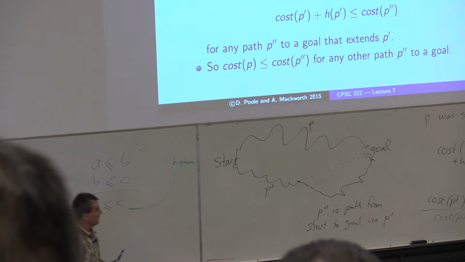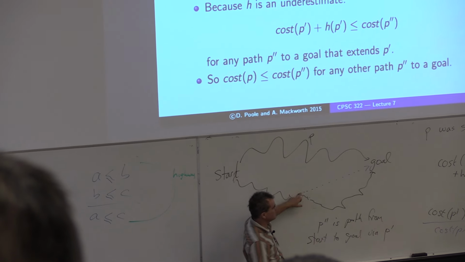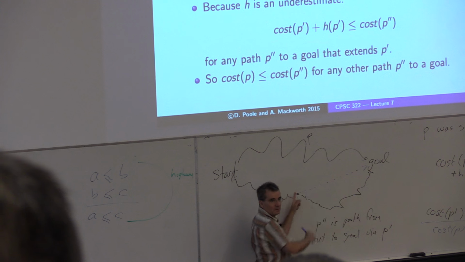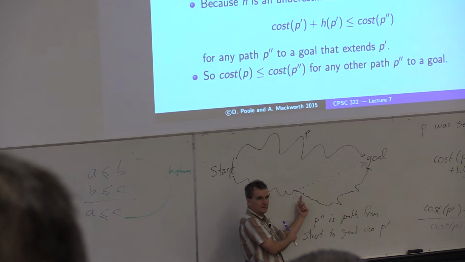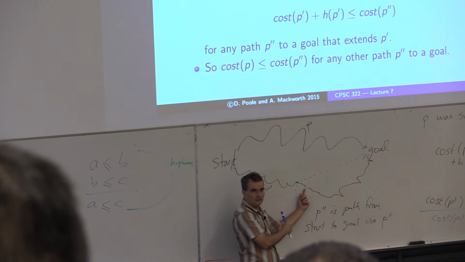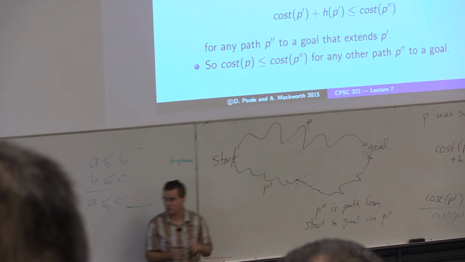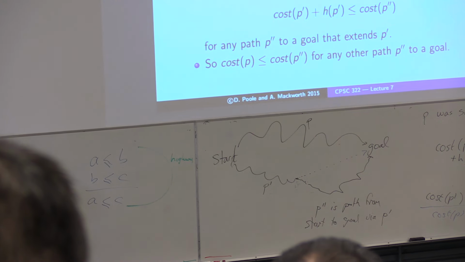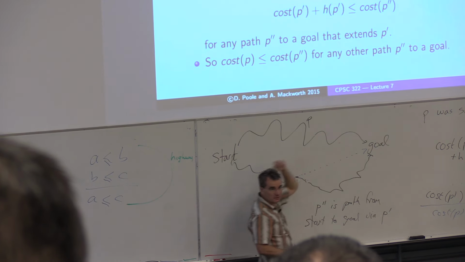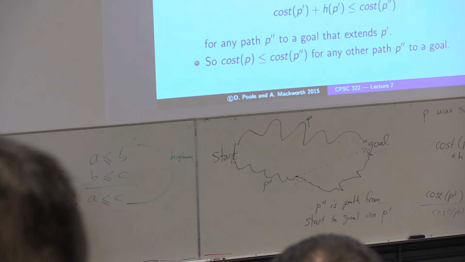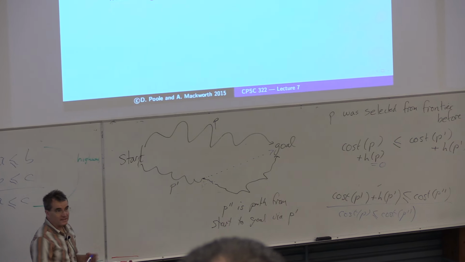Right. So the cost of p is less than or equal to the cost of any other path we could possibly do. Any other path to the goal has to go via something that's on the frontier, because we're essentially exploring all the paths. So that's why the first one we choose is going to be the shortest one. Okay, questions about that? Right, so that's the first one chosen.